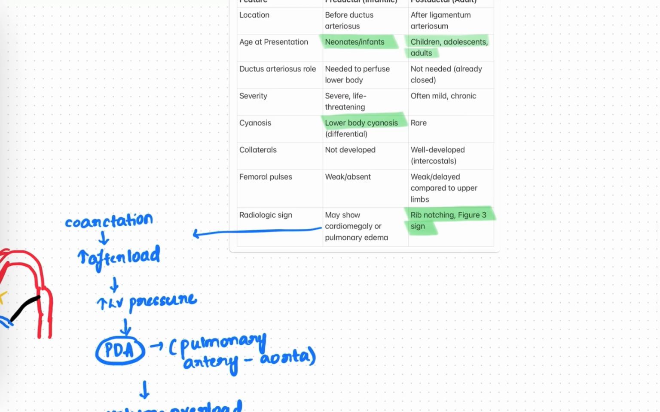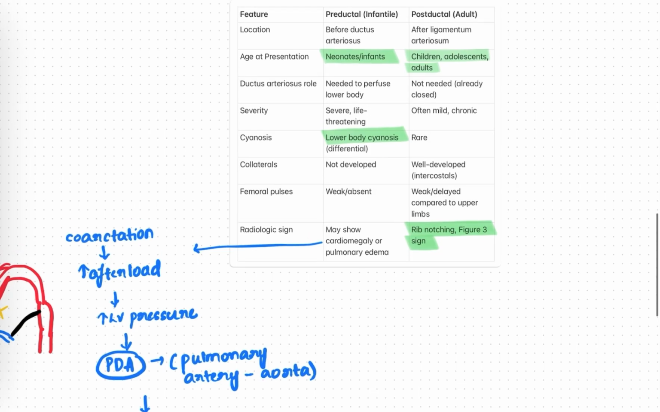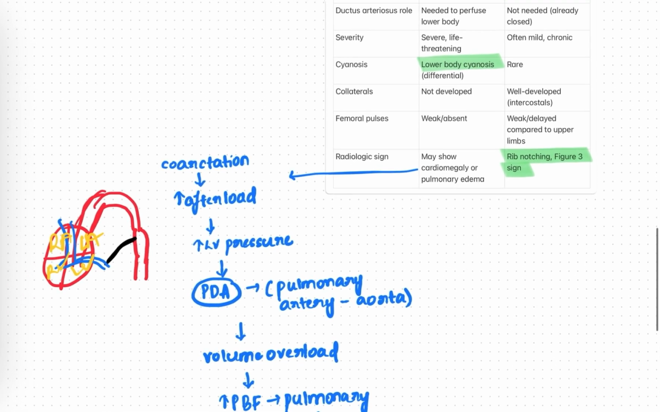Because of the collateral circulations in postductal type, we have already seen there is rib notching and figure of 3 sign. Rib notching is because of this collateral circulation, where the intercostal arteries erode the ribs because of this pulsation. There is rib notching and figure of 3 sign. But in preductal type, there is cardiomegaly or pulmonary edema.